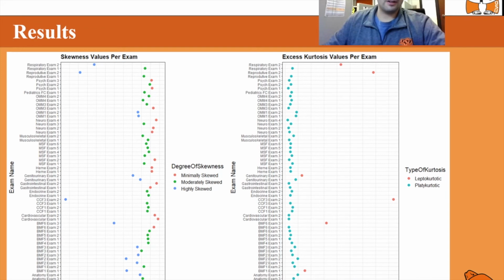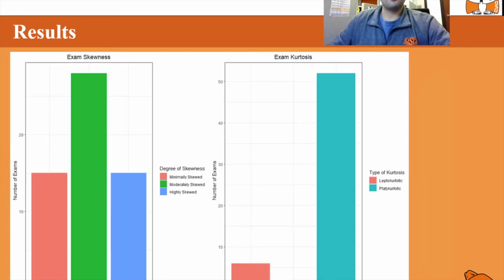And you can see this here, categorized. For the skewness, the blue and green dots would be highly and moderately skewed respectively, and then here you can see we're drawing a line at 0, and anything less than that is going to be platykurtotic, which was most exams. Here's the same information in a summary histogram.